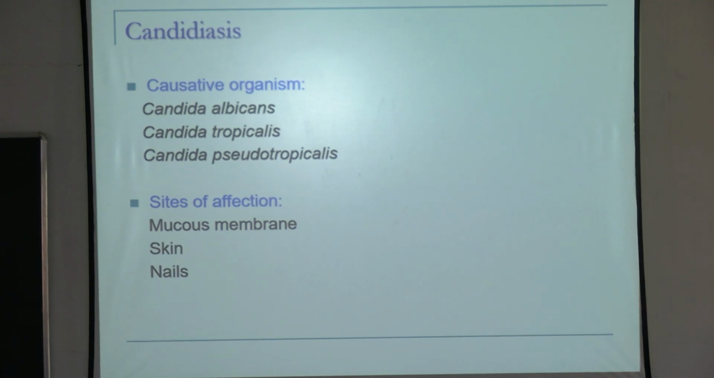Now we come to another most common fungal infection, that is candidiasis. I think you have heard of Candida albicans. The causative organisms are Candida albicans, tropicalis, pseudotropicalis. The most common sites of infection are mucous membrane, skin and nails. In mucous membrane, you see oral thrush in babies, infants and children, and in those who are immunocompromised. Very commonly you will find it. Very important: candidiasis, you see oral thrush especially in immunocompromised patients.